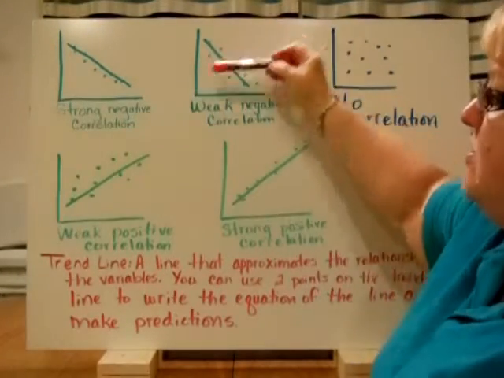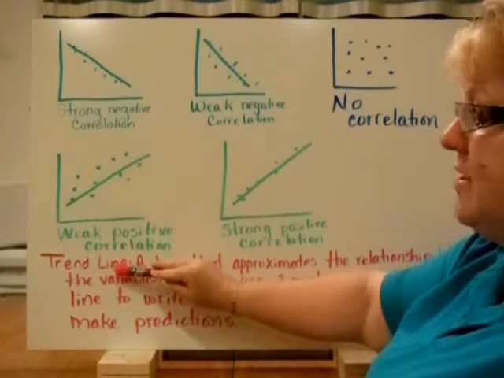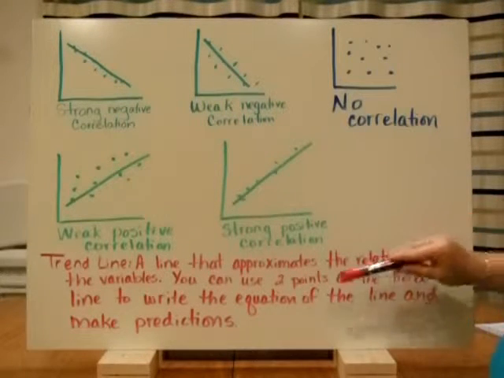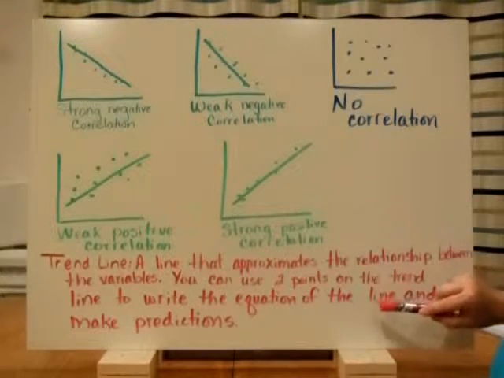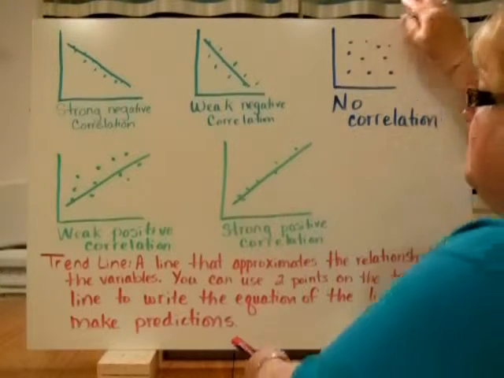These lines that we have drawn that come closest to the most number of points are called trend lines. A trend line is a line that approximates the relationship between the variables. You can use 2 points on the trend line to write the equation of the line and make predictions.